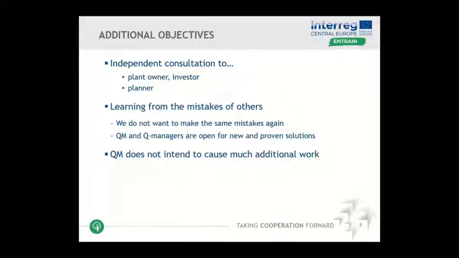One of the additional objectives of QM is also, of course, that it does not cost too much additional work and budget. To have an impression, maximum up to 1% of the investment costs of a plant is spent on QM. So this is not really a big amount of budget, but it can save a lot of costs and gain great effort for a biomass district heating plant.